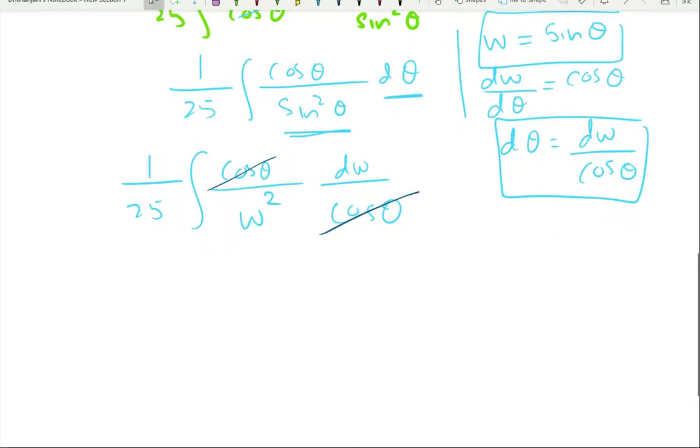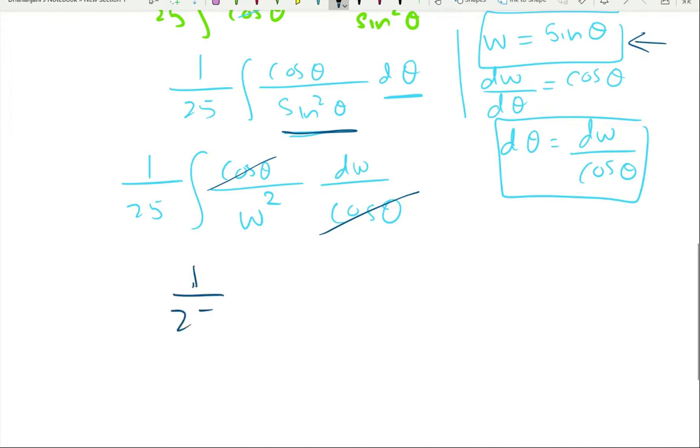I could have chosen w as cosine theta, but it will not help me here because I have sine square theta. It will help you to cancel out one sine theta, but one sine theta will be left. So the ideal substitute here is sine theta. Try to choose the substitute as cosine theta and see what happens. Just see it by yourself.